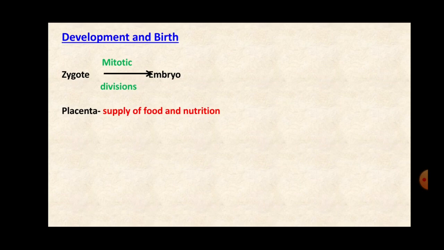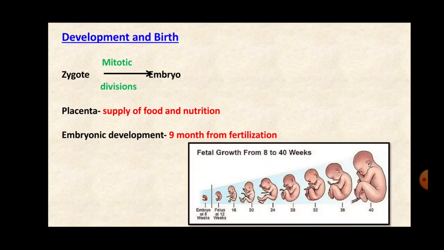Next, once this embryonic development is completed, which usually takes 9 months, as we all are aware, from the start of the fertilization you can count approximately 9 months for a baby to completely develop. It is also known as embryonic development because it is an embryo that develops. Once the development is completed after the 9 months, the baby is ready to take birth.